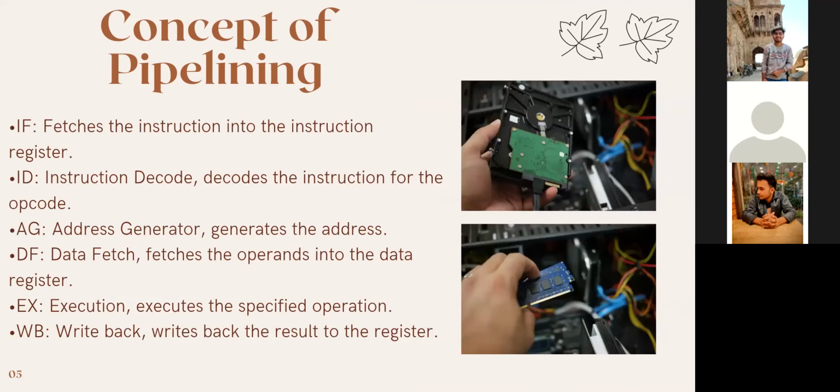In this slide, we shall understand the above diagram better. From the figure, IF fetches the instruction into the instruction register. ID, which stands for instruction decode, decodes the instruction for the opcode. AG, which stands for address generator, generates the address. DF, or data fetch, fetches the operands into the data register. EX, execution, executes a specified operation. WB, or write back, writes back the result into the register.